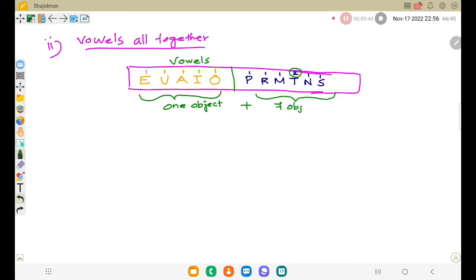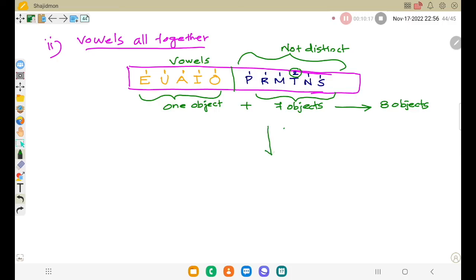Correct? 7 objects. So 1 object plus 7 objects means totally how many objects? 8 objects. Correct? Totally 8 objects, because we are freezing the vowels part, taking it as 1 object. So if it is 8 objects, check whether this is distinct or not distinct. Not distinct. Why not distinct? Because T is coming 2 times. Correct? First part is always distinct because it is taken as 1 object. Okay. Second part not distinct.